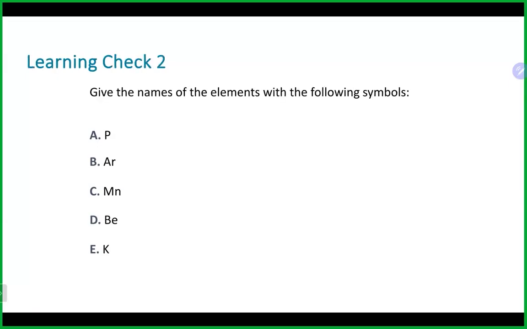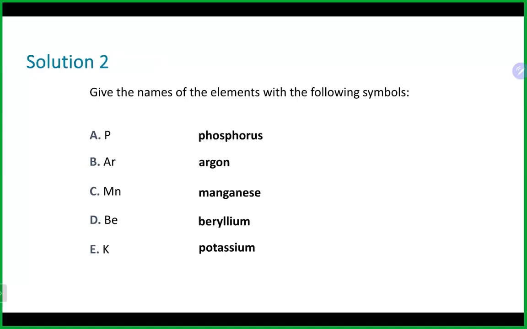All right, so try some of these names. P is phosphorus. Ar is argon, that's a noble gas right over there. Mn is manganese, not to be confused with magnesium, which is Mg. So Mn is manganese, right about there, number 25. Be is beryllium, and K is potassium.